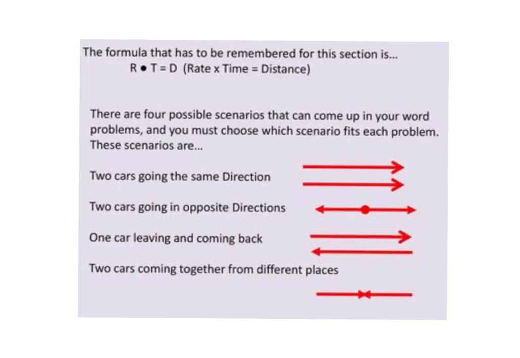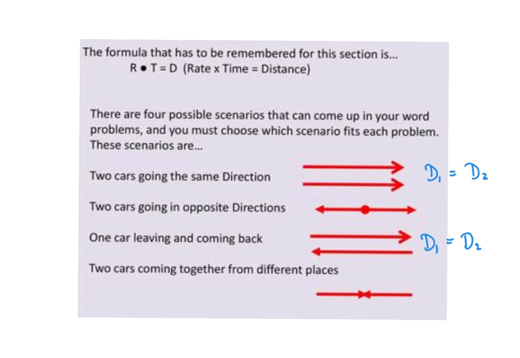Distance, rate, and time. It shows 4 different equations, but you really only have 2 types. You basically have a type where the distances equal each other, or you have types where they are added together, okay? So if you have 2 cars going in the same direction, those distances will be equal. If you have a car that is leaving and coming back, this third one, again, you'll see that they started, left, came back, same distance. So when they leave and come back, those distances are also the same.